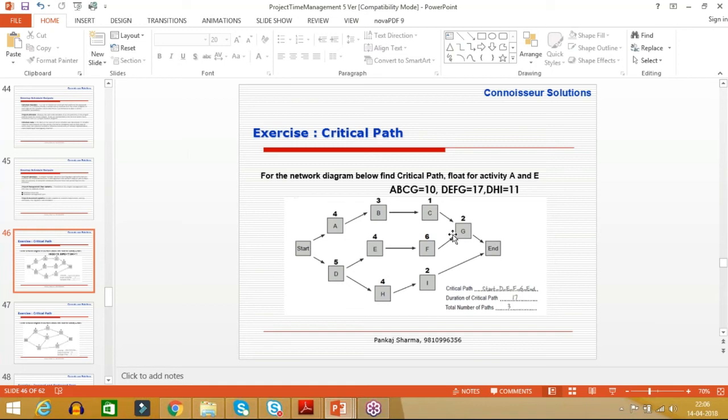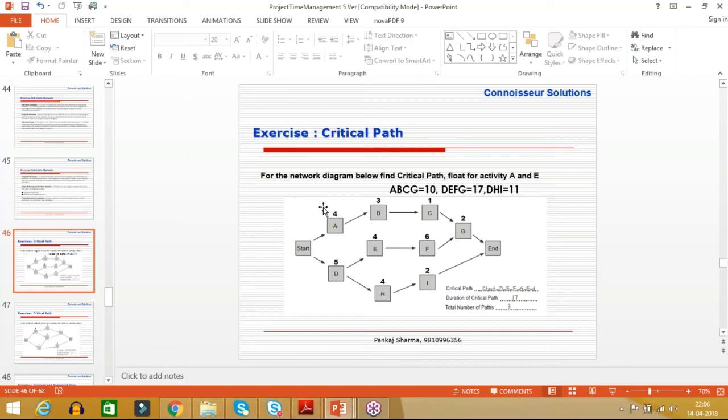Now, can we afford any delay on B? Since the length of the path ABCG is 10, if any of the activities on this path A, B, C, not G, G is on the critical path also, if A or B or C, let's say, is delayed by 7 days, it won't make much difference. Still, the project can complete in 17 days.